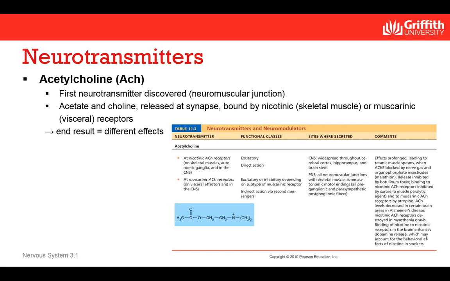ACH is released by all neurons that stimulate skeletal muscles and many neurons of the autonomic nervous system. It always has an excitatory effect at the neuromuscular junction of skeletal muscle, where it binds to nicotinic receptors. However, its effect may be excitatory or inhibitory, depending on the type of muscarinic receptor on the visceral effector organs. So, the end result is, depending on which receptor ACH binds to, it will have a different effect.